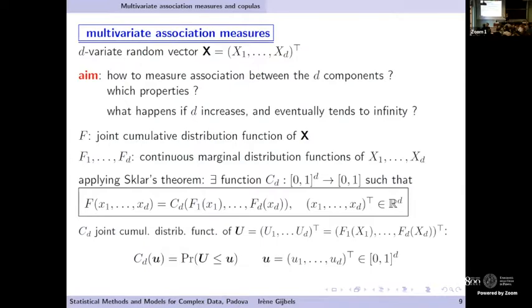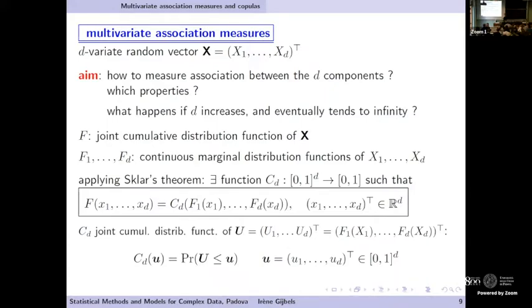Okay, so what now if instead of a bivariate vector, I have a d-dimensional vector, and I would like to measure the association between the d components. Which properties am I expecting from such an association measure? That's the first question I would ask. I asked myself, what happens if I add an independent component to that vector? What happens if I just add a component which is already there? What happens if I add an arbitrary but fixed number of components? What happens with this association in the vector? I think these are questions where I would expect the answers are there.